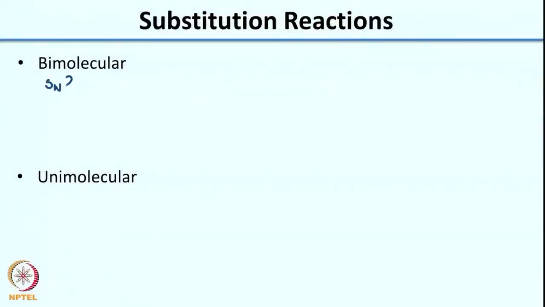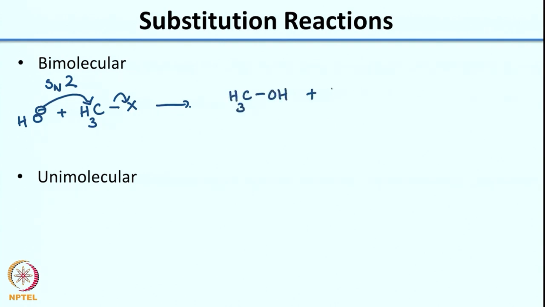Now substitution reactions are probably one of the first reactions that you would have studied. The bimolecular reaction, you would have studied the SN2 reaction. So typically if I have this reacting with this, you must have studied this. This is a concerted process and what you end up getting would be the product. So this is a standard example of SN2.